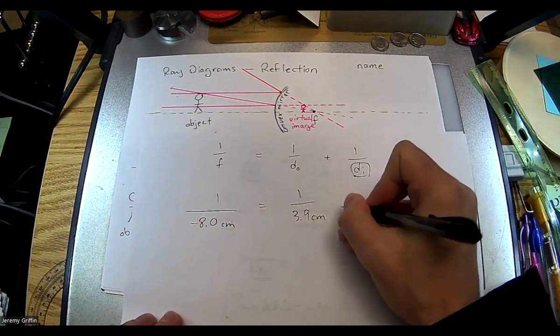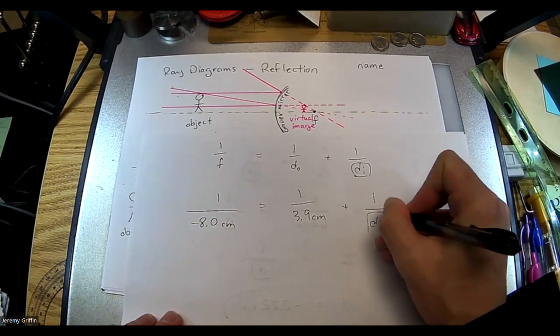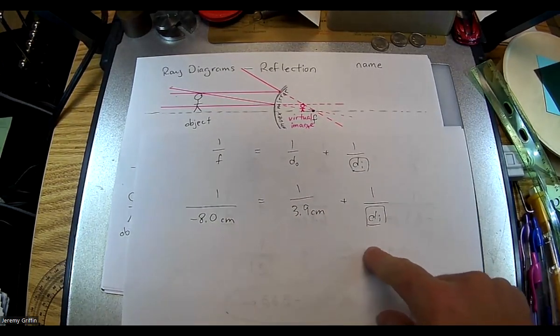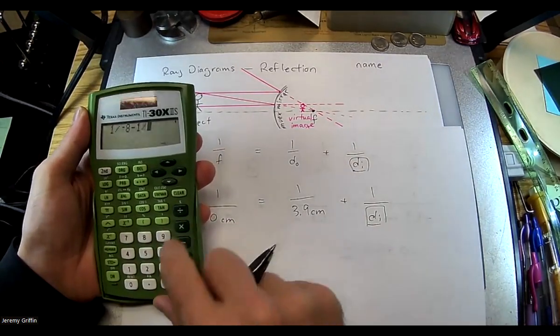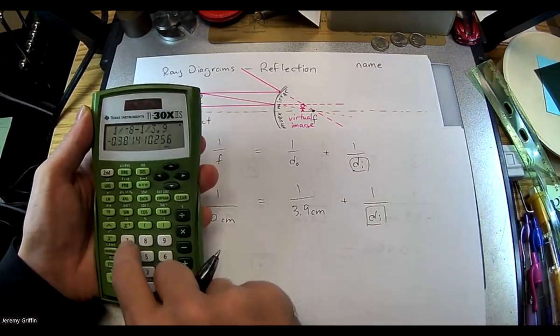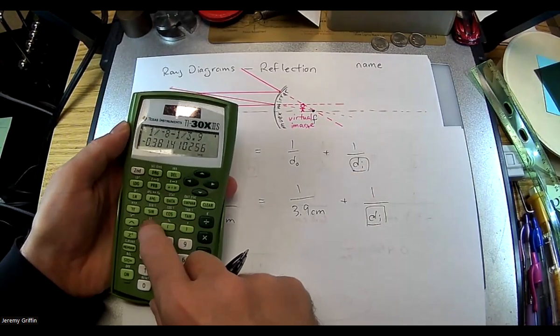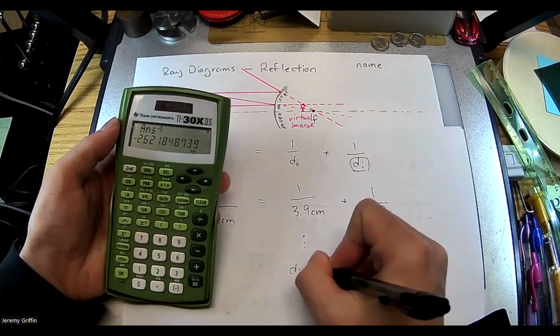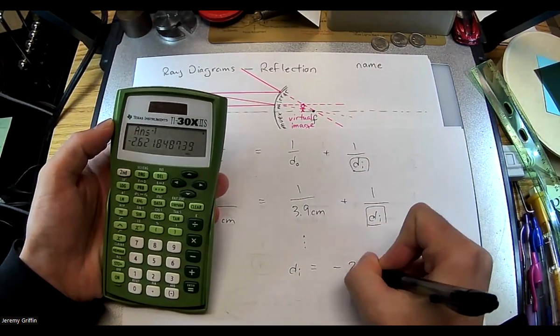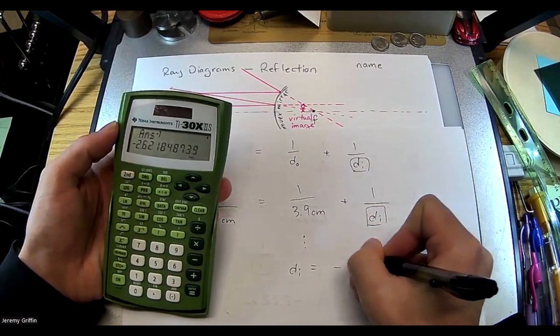Let's say I'm solving for distance image. Where should the image show up? Same as before, 1 over negative 8 minus 1 over 3.9. Then take the reciprocal. I'll use that key above the 7, the x to the negative 1 key, to take the reciprocal. I'm getting distance image is negative 2.62 centimeters.